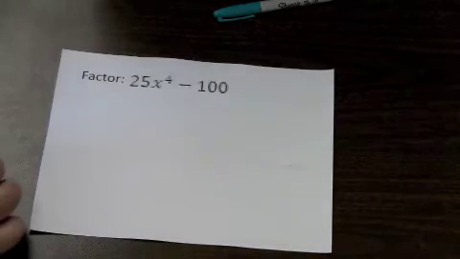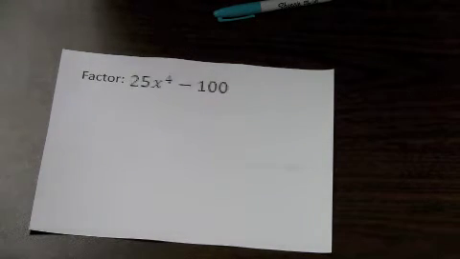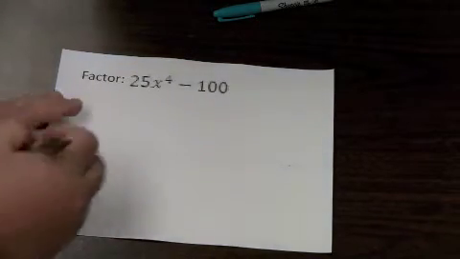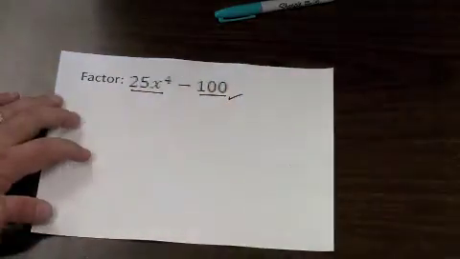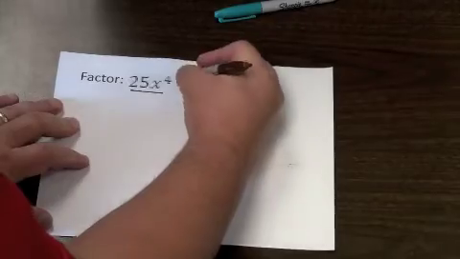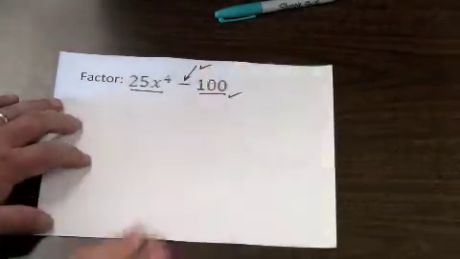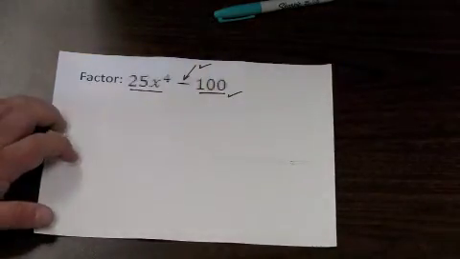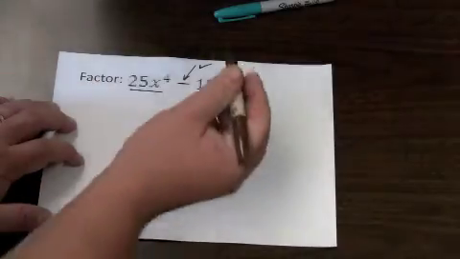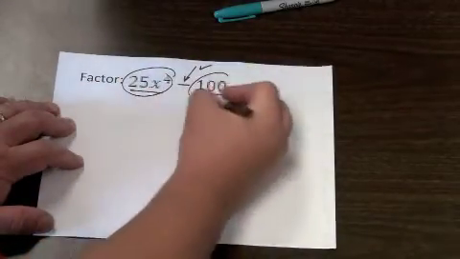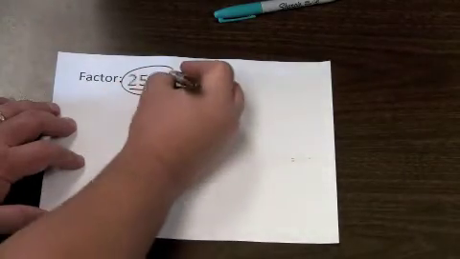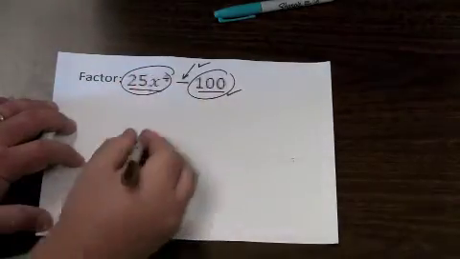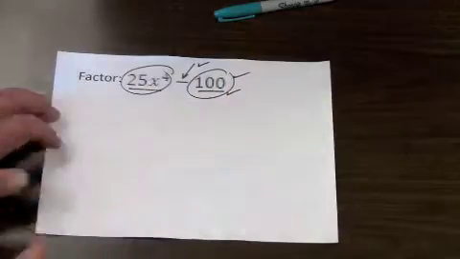Let's keep going. Next problem states 25x to the fourth minus 100. Check. Do we have two terms? Yes, we do. It is a binomial. Check. Do we have a difference? Yes, we do. So it is a difference of squares. Well, difference of perfect squares, we have to check. Are these two items perfect squares? 25 is good, 100 is good, x to the fourth is good. So we do have perfect squares. I'm going to check that off as well.